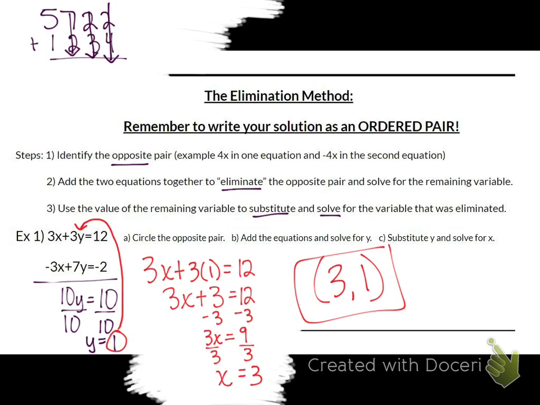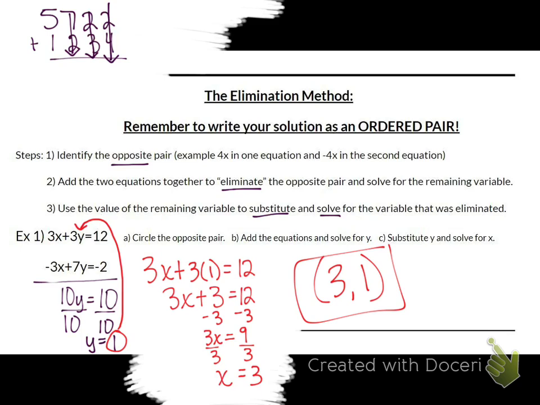So look for your opposite pair, combine your equations to eliminate that pair, solve for whatever variable is left, plug it back in to solve for the other variable. Questions about these steps or example 1?